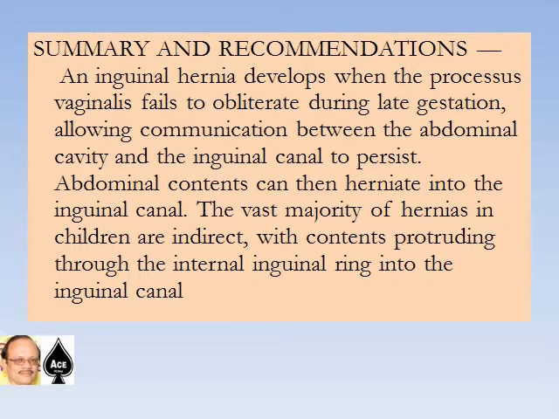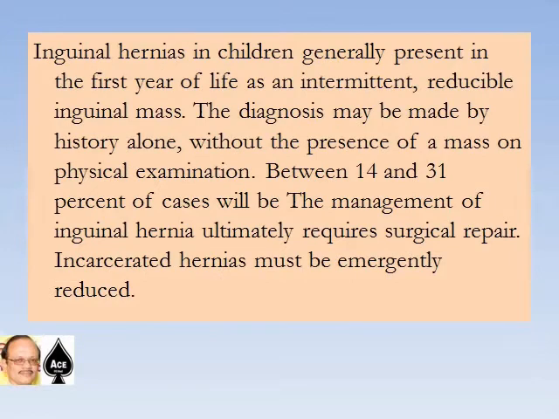So, to summarize, what are the recommendations we should give? An inguinal hernia develops when the processus vaginalis fails to obliterate during late gestation, allowing communication between the abdominal cavity and the inguinal canal to persist. Abdominal contents can then herniate into the inguinal canal, and the vast majority of hernias in children are indirect, with contents protruding through the internal inguinal ring into the inguinal canal.